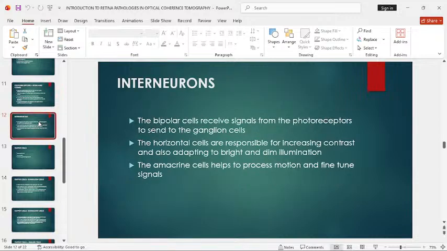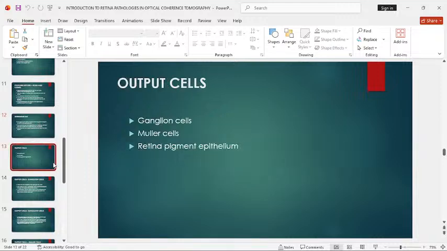Now let's look at the interneurons. The interneurons are made up of the bipolar cells, horizontal cells, and amacrine cells. The bipolar cells receive signals from the photoreceptors. Their duty is to receive signals and send them to the ganglion cells, while the horizontal cells are responsible for increasing contrast and adapting to bright and dim illumination, and the amacrine cells help to process motion and fine-tune signals. All these cells play important roles in vision.